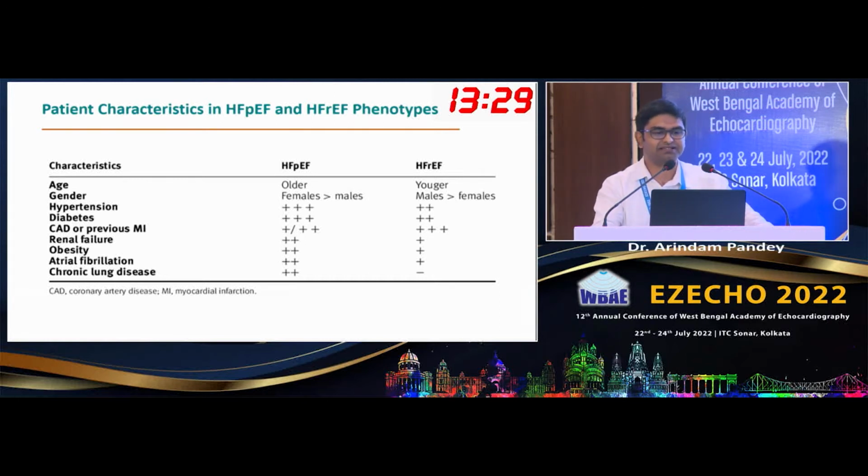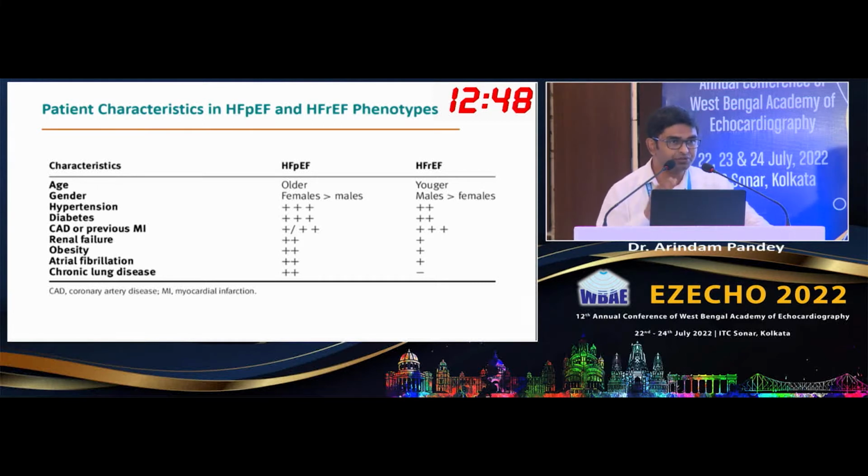Now, patient characteristics. As we all know, heart failure with preserved ejection fraction and reduced ejection fraction are not the same. We can clearly see the difference. Preserved ejection fraction heart failure affects mostly the elderly, so the average age is higher, and it is more common in females compared to males. And if you look at the associated comorbidities, hypertension, diabetes, ischemic heart disease, renal failure, obesity, very importantly atrial fibrillation, and chronic lung disease, COPD, are more commonly found in heart failure with preserved ejection fraction compared to reduced ejection fraction.